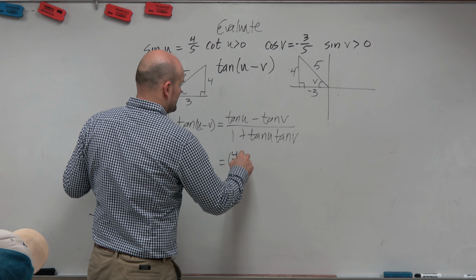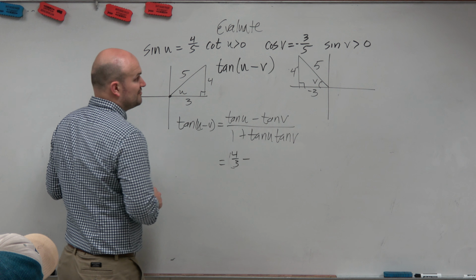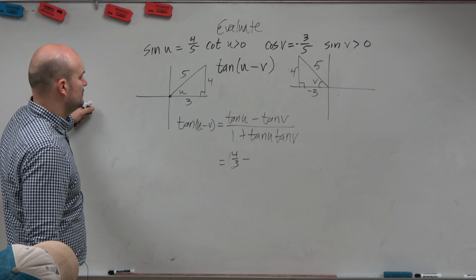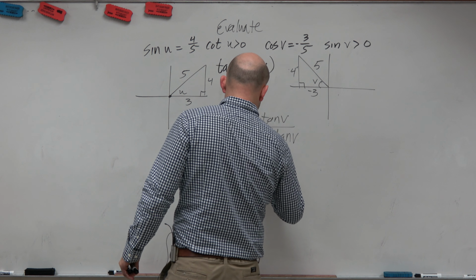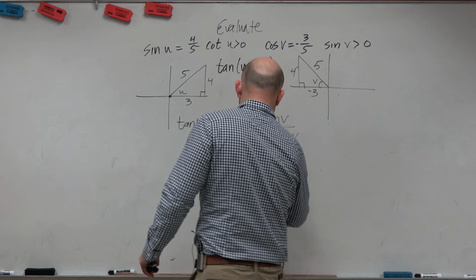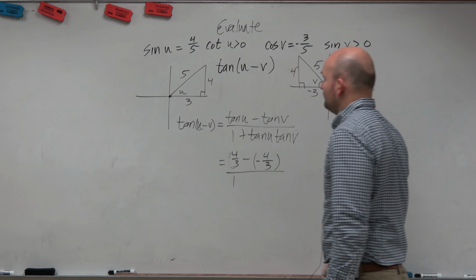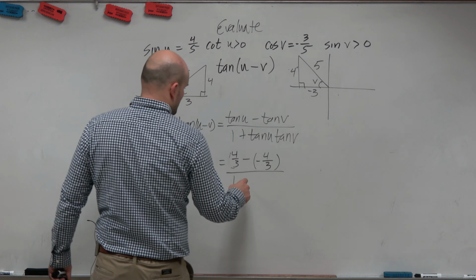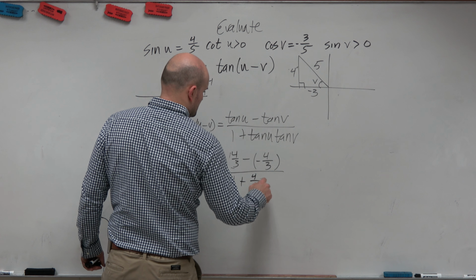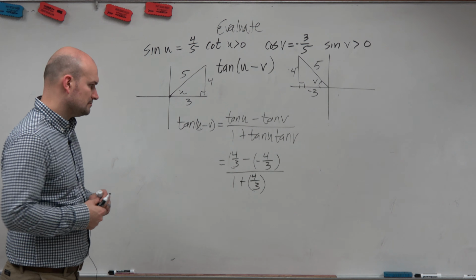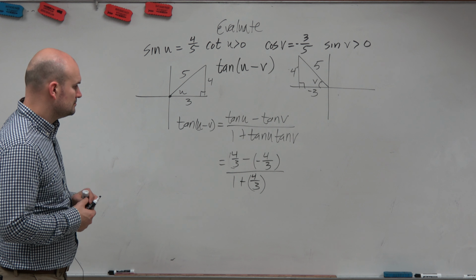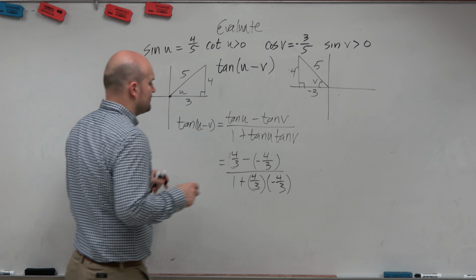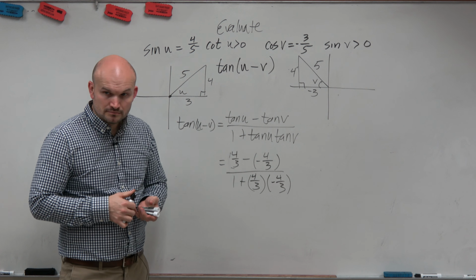So we have 4 over 3 minus tangent of v, 4 over negative 3. Divided by 1 plus tangent of u, which is 4 over 3, times negative 4 over 3. So it's like you pull it from a triangle, not the unit circle. Yeah, you're just using triangles.